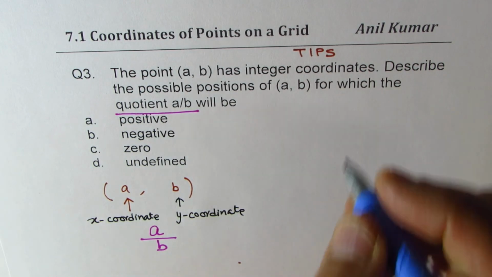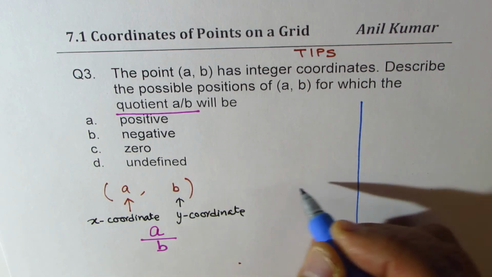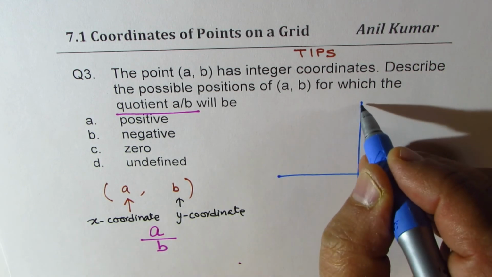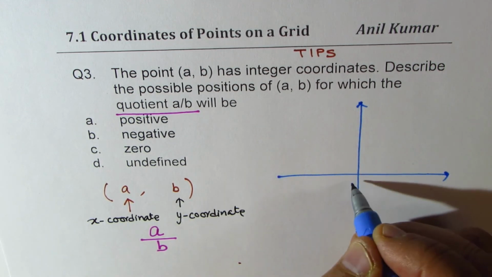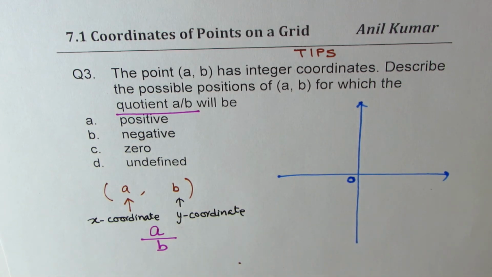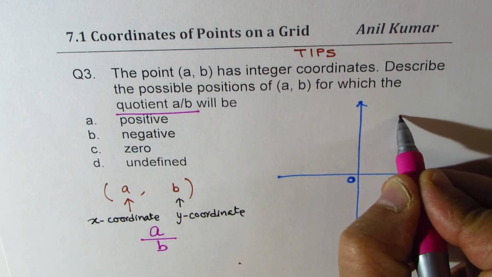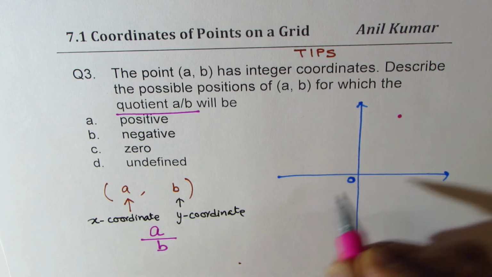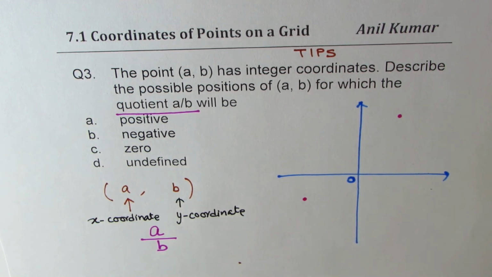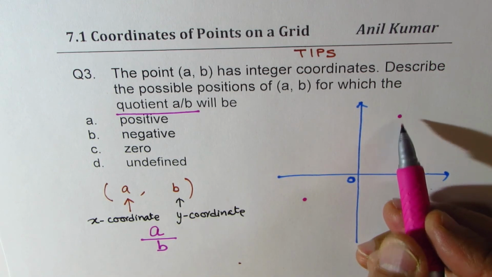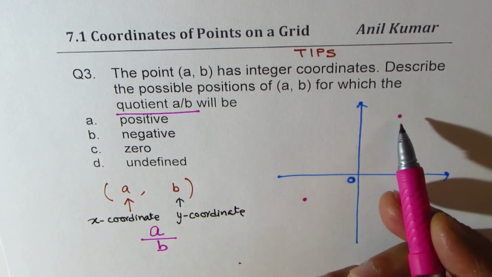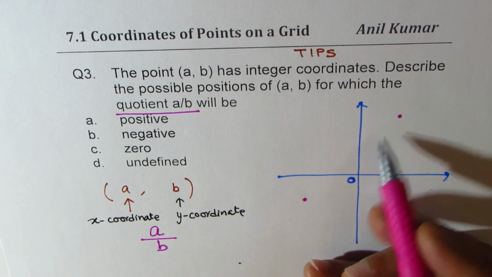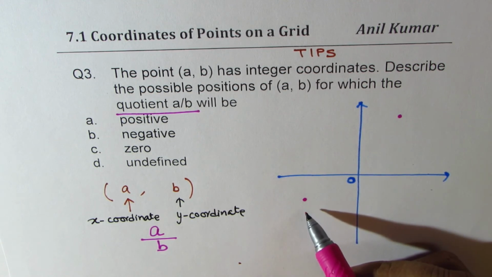Think about it. Let me just sketch a coordinate system here. So we have x-axis horizontally, y vertically with 0 at the origin. Now if I want A over B as positive, that means I could have my points either in quadrant 1 or in quadrant 3. Do you see that? In this case, both A and B are positive. In this case, both are negative. Positive divided by positive gives you positive. Negative divided by negative gives you positive. Do you see that?